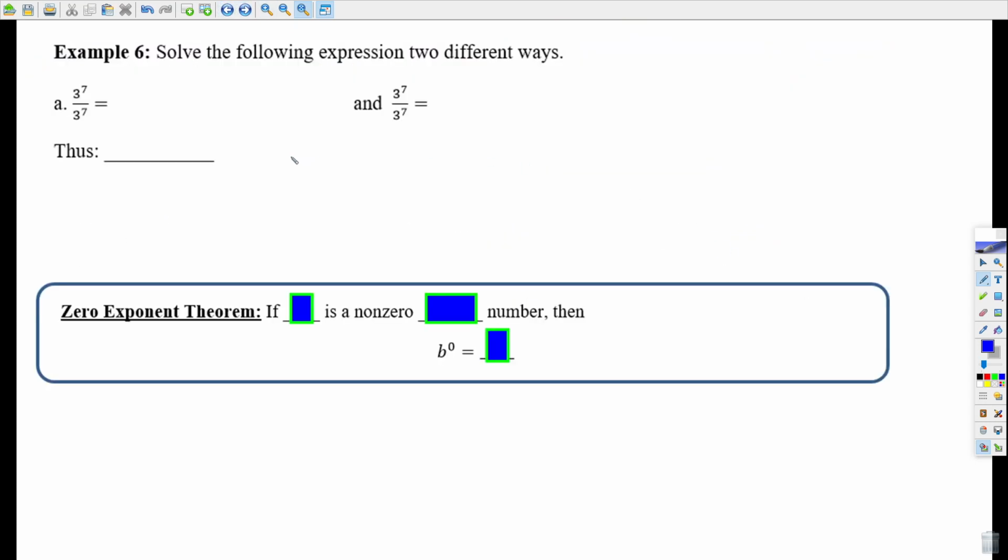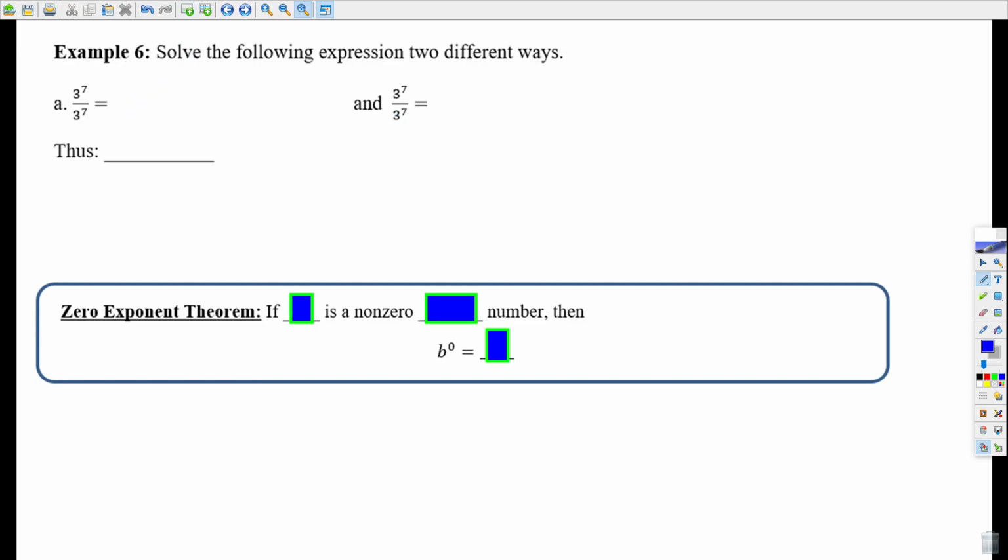So example 6. I'm going to solve this expression 2 different ways. I'm going to show you that this equals the same thing. I mean, you can clearly see that 3 to the 7th over 3 to the 7th, we're starting with the same problem, but I'm going to show you how to solve it 2 different ways.